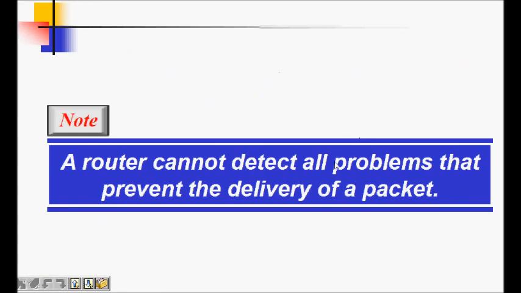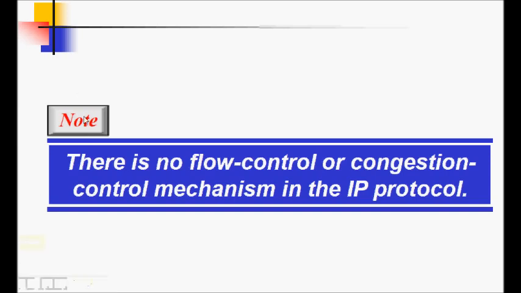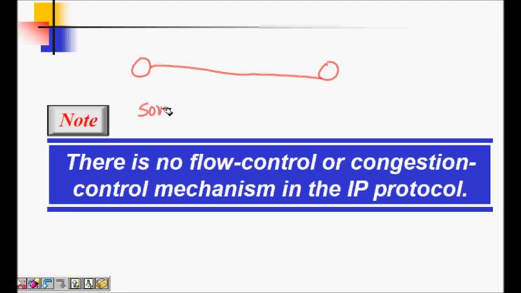A router cannot detect all the problems that prevent the delivery of the packet. In the internet there is no flow control or congestion control mechanism at the network layer, or the IP protocol. Your network layer is only concerned with sending packets. I get some packets, I will send those packets. I will not think about whether the receiver is ready to take that many packets, or whether there is congestion in the network so that I should send fewer packets. There is no mechanism, at least on the IP layer, so ICMP provides some feedback here.